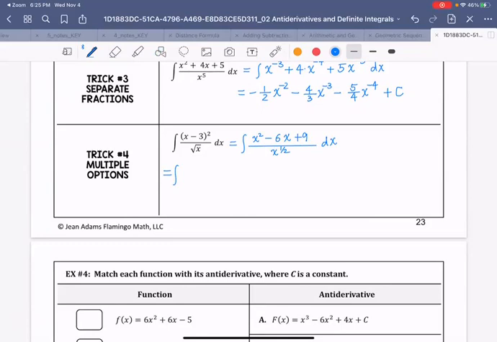This equals how much? Let's do the first term. X to the power of 3/2. Okay. And minus 6x to the power what? 1/2. Plus 9 times x to the power -1/2, right? Yes. Okay. Now let's get the first one.